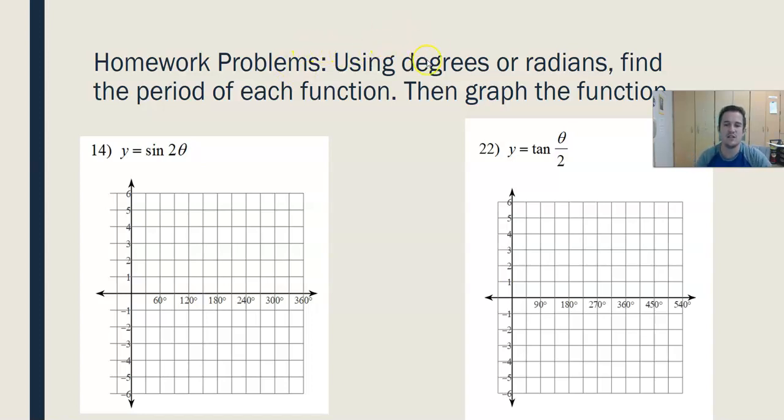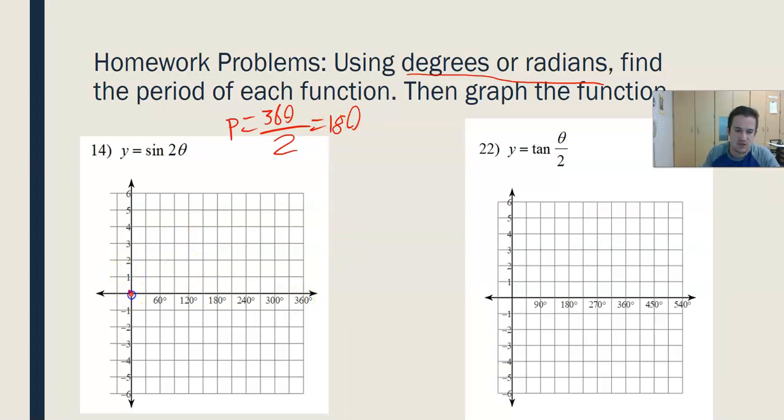So either using degrees or radians, depending on what's given to me here on the graph, I'm going to find the period of the function and then graph it. So right here, y equals sine of 2 theta. Period for a sine function is 360 degrees over b, or in this case divided by 2. And I'm using 360 degrees because everything is in degrees on this graph. 360 divided by 2 is 180.